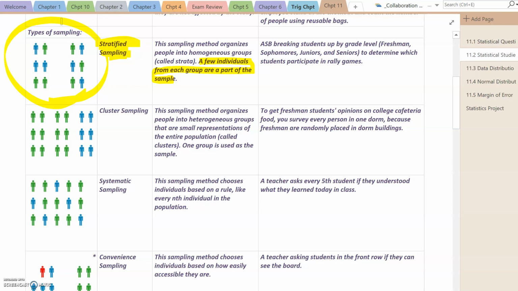An example of this is ASB breaking students up by grade level, like breaking people up by freshmen, sophomore, juniors, and seniors, and then picking students from each of those categories to participate in our rally games. So that is something that our ASB students do every time we have a rally, which hopefully we will still be able to have another one this school year. But that is stratified sampling.